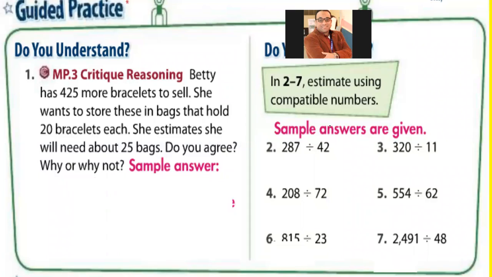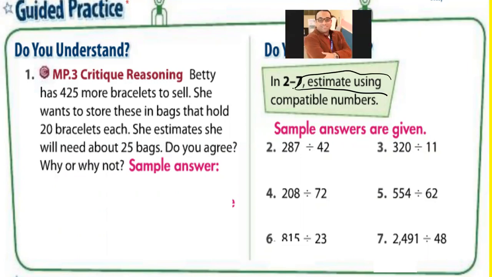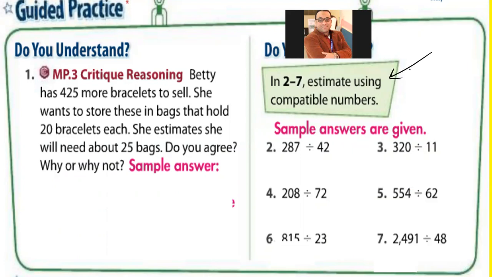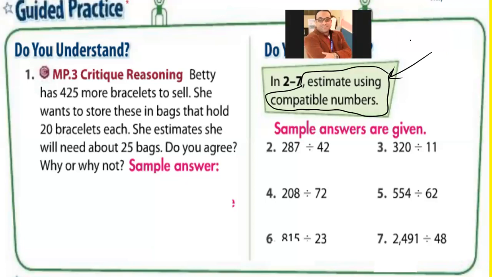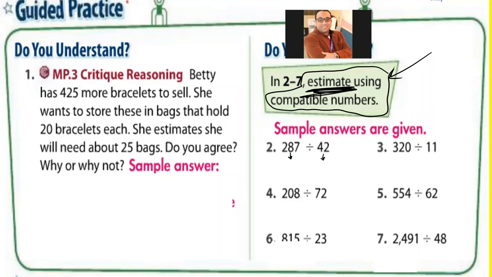Can you read? 287 divided by 42. What are you going to do here? You skip reading here, and that makes me angry, because every time I ask you to read the question from here first. Can you read it again? Estimate the quotient using compatible numbers. Why do you insist every time, Mr. Walid, to read this instruction to determine what you are going to do? You are going to do what? Estimate. How can you estimate 287 divided by 42?